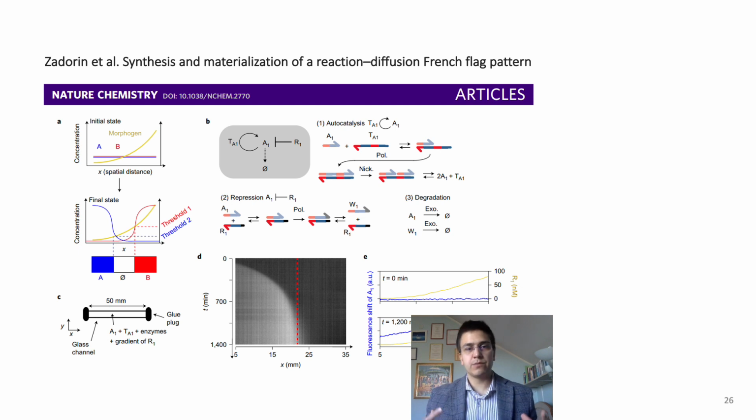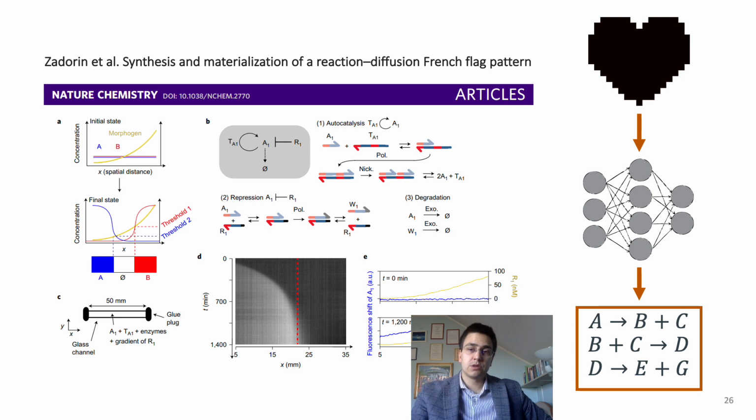Now, spatial pattern formation has been explored a lot so far, and what previous authors did is, for the French flag pattern, they built a custom designed system. What our approach in principle allows is that for any pattern, such as a heart, we can train a neural network on that pattern, and then we can translate it to chemical logic that implements that pattern.